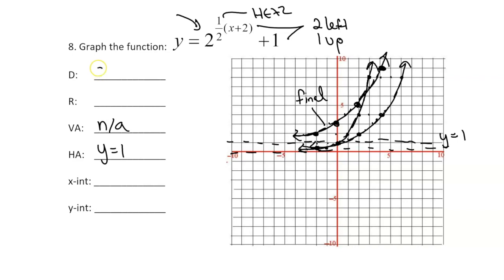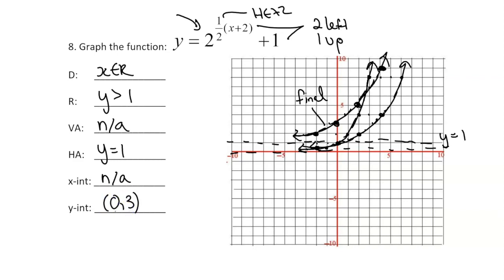And our domain is all real numbers because our domain is always all real numbers for exponential functions. Our range is greater than 1. Our x-intercept does not exist because we're staying above the x-axis, where we have an asymptote at y equals 1 and everything's above there. And our y-intercept, you can clearly see it's at the point 0, 3.